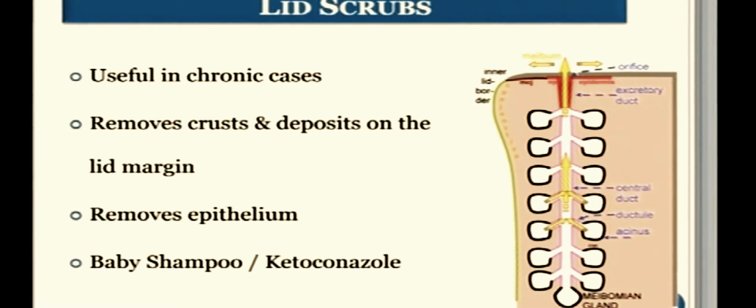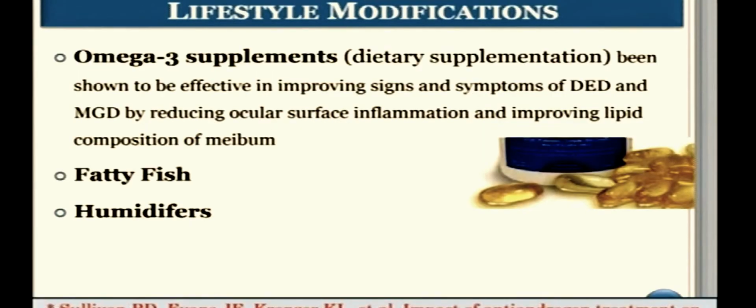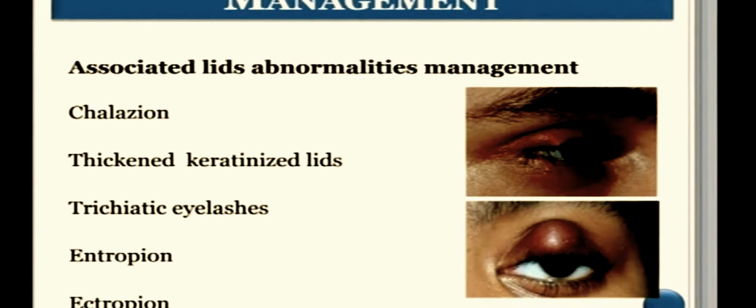So you have to use the scrub to remove these crusts from the lid margin. That is very, very important. And it's a disease which is treated by lifestyle modification. We require some change in diet. We can use fatty fish, we can use humidifiers. If all these things are not working very much, you can take omega-3 supplements as well, as I said, because these are really useful.